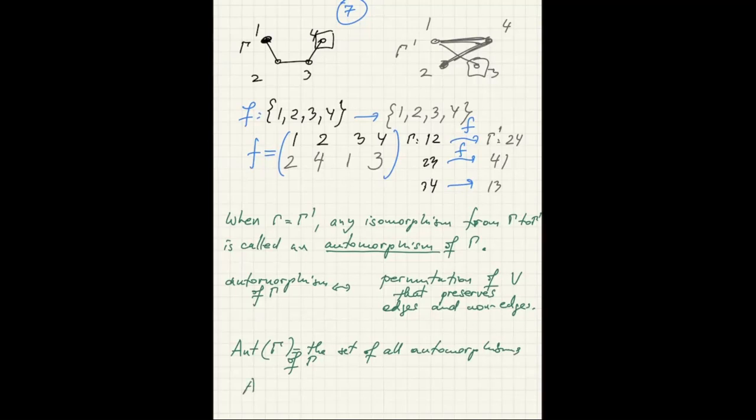And so the automorphism group of gamma is a subgroup of the symmetric group on V elements. And it's a measure of how symmetric your graph is. So informally speaking, the larger the automorphism group, the more symmetric the graph looks, the more the vertices resemble each other. And it will always be non-empty because the identity permutation is contained in every automorphism group.